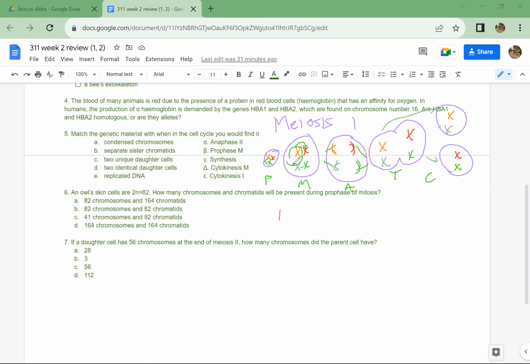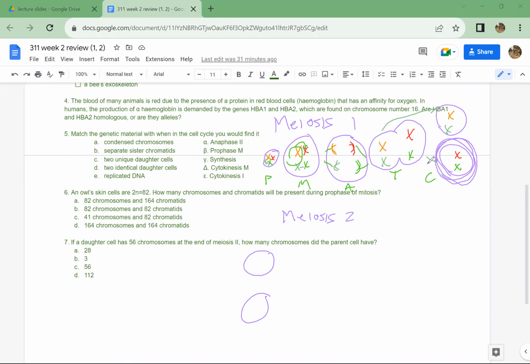However, in meiosis 2, I'm going to keep my colors consistent. In meiosis 2, we have the same phases, those very familiar phases. And in this case, let's focus on the red and green cell. It could be helpful in order to visualize the genetic variation that we find.